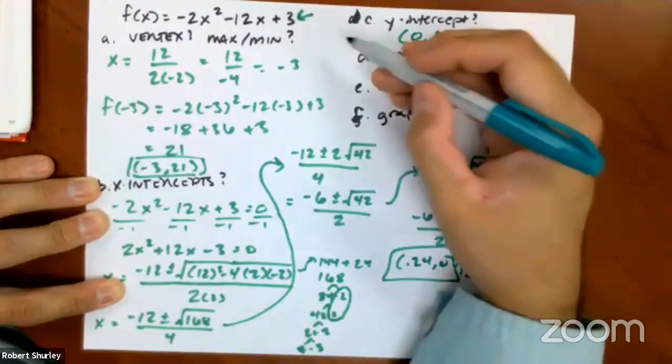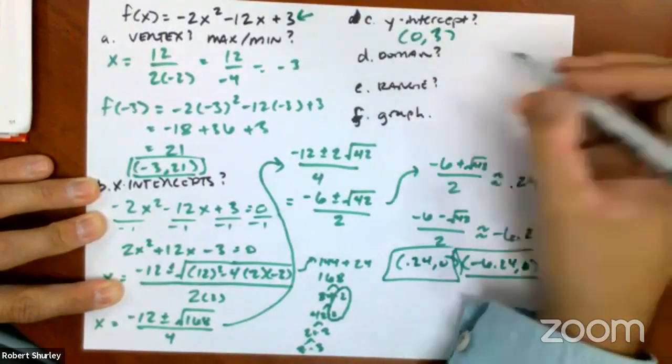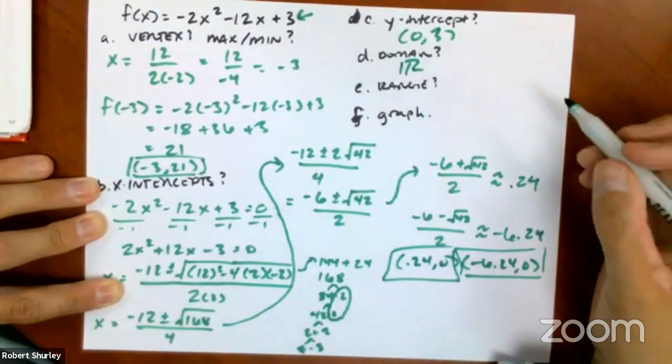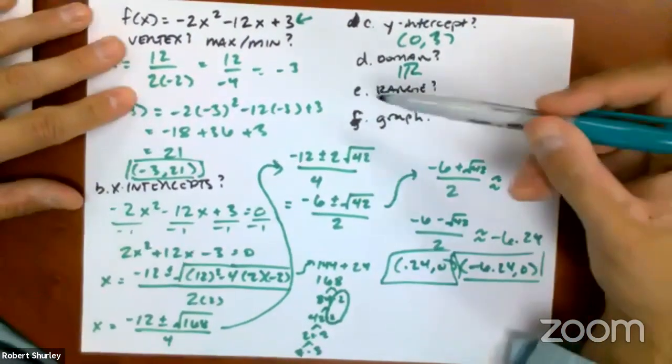It's just that constant. Now the domain's all real numbers. The range, though, let's think about this before we graph it.